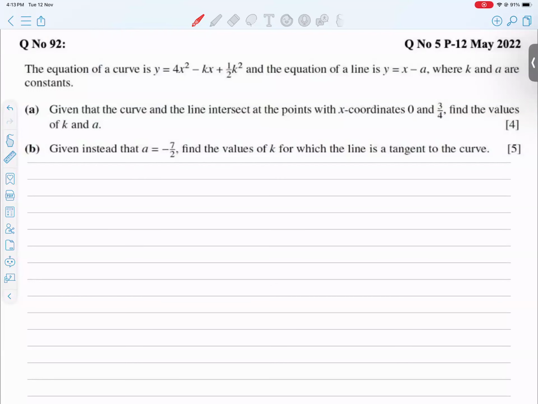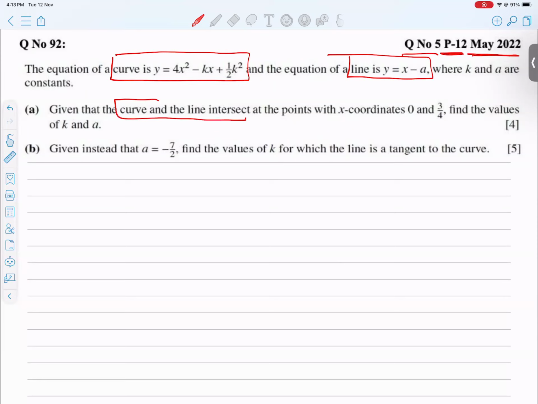Bismillah ar-Rahman ar-Rahim. June 2022, 12 variant, question number 5. The question mentions a curve equation, and you can see clearly there's a line equation. Part A: given that a curve and line intersect.